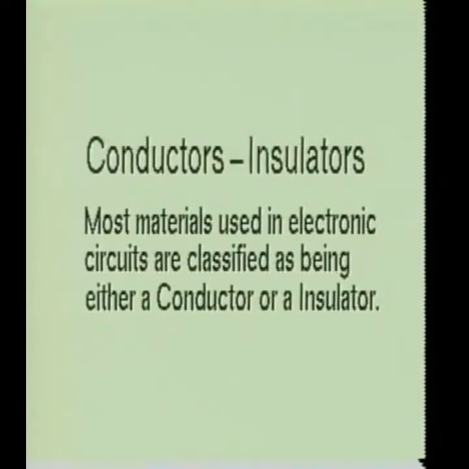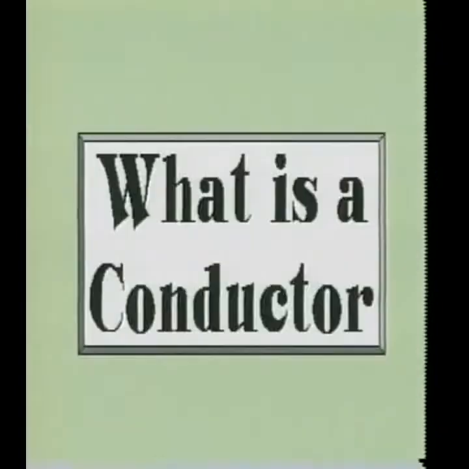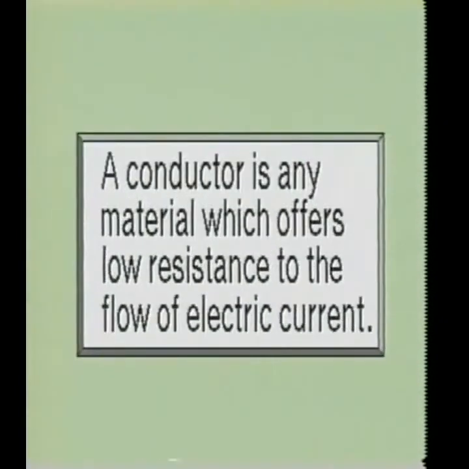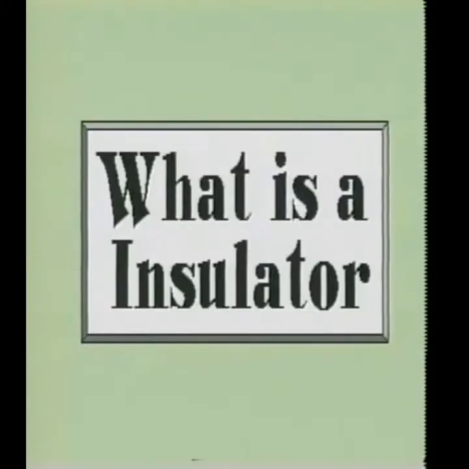Materials used in electronic circuits are usually classified as conductors or insulators. There is also a third type of material used, which is referred to as semiconductor material. We will discuss semiconductor materials in another program. What is a conductor? Any material which electrons pass through freely is called a conductor. Conductors include such materials as gold, silver, copper, iron, aluminum, and most metals. Conductors are used to connect the various components together to form a useful circuit.